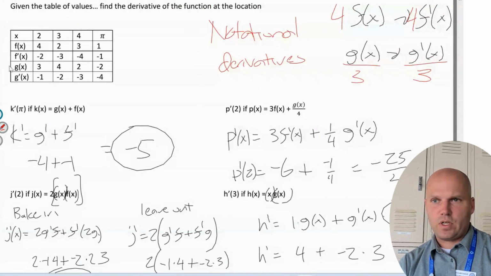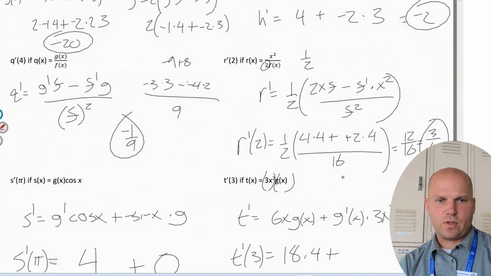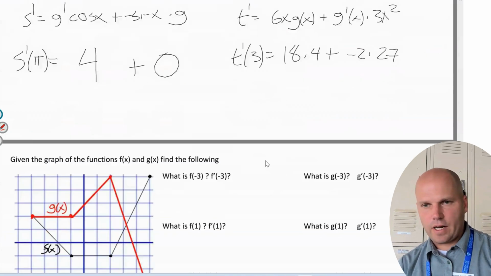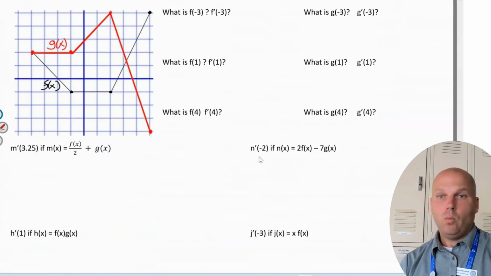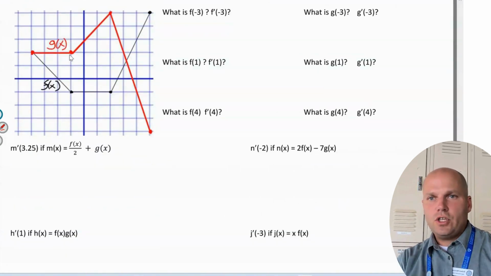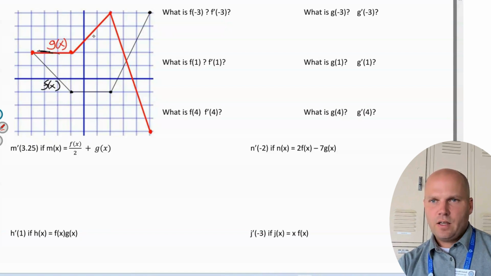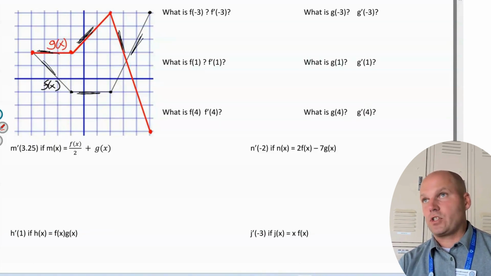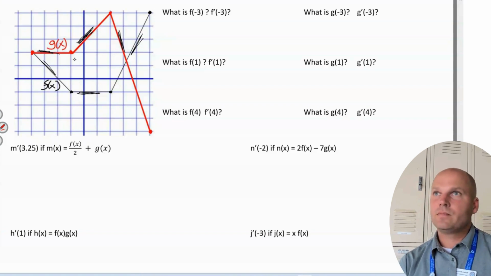G prime of 3, slopes of g at 3 are -2. Whatever that is. All right, now what if I give you a graph? I think the key is just to understand these are all straight lines. We know what the slopes are just by looking at the rise over the run, what the slopes are of G and F at all these points. Now, what don't we know is the slopes of the sharp points. The slopes of the sharp points do not exist.